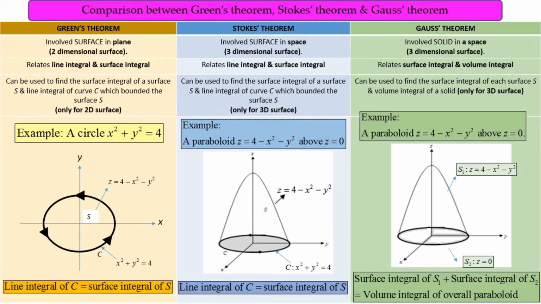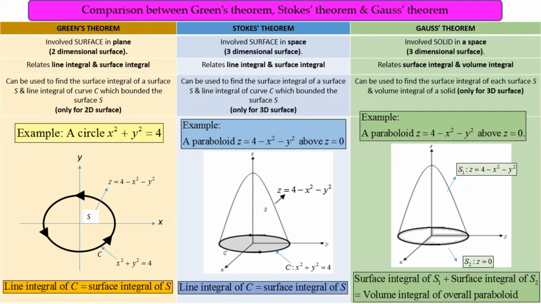Right. This is a comparison between Green's theorem, Stokes theorem, and Gauss theorem. We have learned before Green's theorem, which involves the plane, a two-dimensional surface, while in Stokes theorem we involve a three-dimensional surface. Now Gauss theorem also involves the three-dimensional surface. However, Green's theorem and Stokes theorem have a similar concept where they relate line integral and surface integral, but Gauss theorem relates surface integral and volume integral.